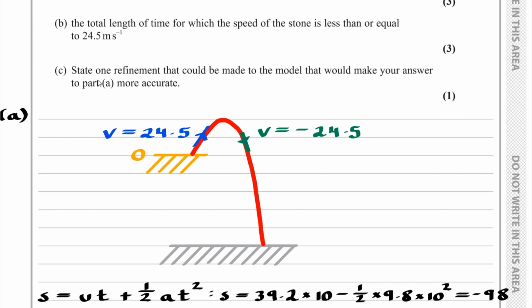Part C, we have to state one refinement that could be made to the model that would make your answer to part A more accurate. For part C, we could include the effects of wind and rotation to make our answer more accurate.